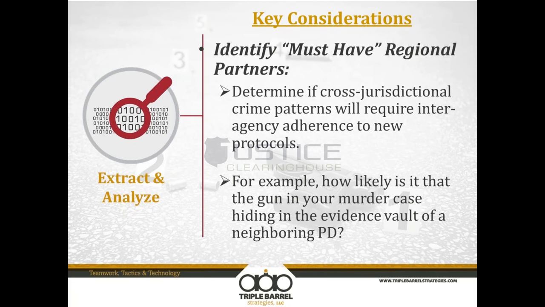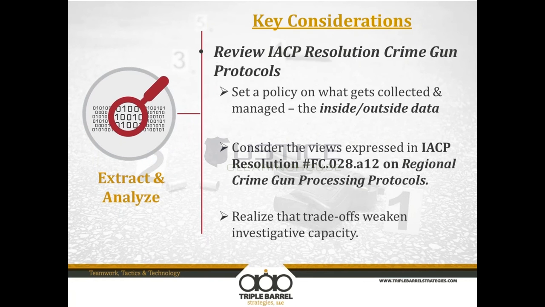At this point, I would also say that it helps to identify any must-have regional partners, because criminals move and evidence of their crimes gets scattered across jurisdictions. So it helps to determine what your cross-jurisdictional crime patterns are, especially involving gun crime, because it will require interagency collaboration to address. One question to ask yourself is, how likely is it that the gun in your murder case is hiding in the evidence vault of a neighboring police department?